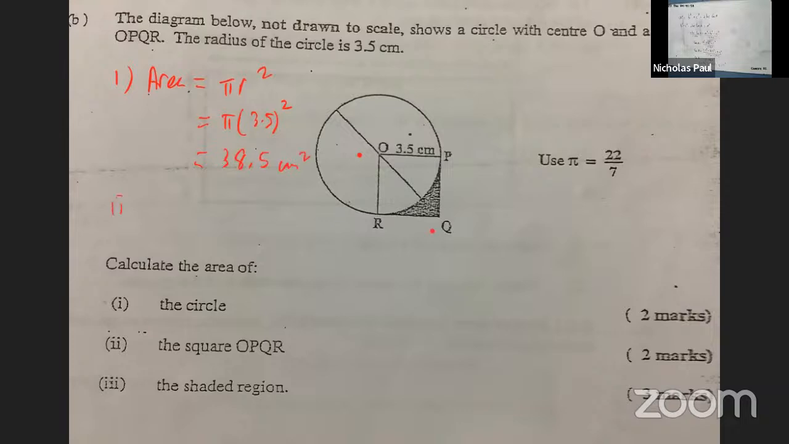Part two, area of the square. 3.5 by 3.5 is 12.25. 12.25 centimeter squared. Making sure. And part three, shaded region.